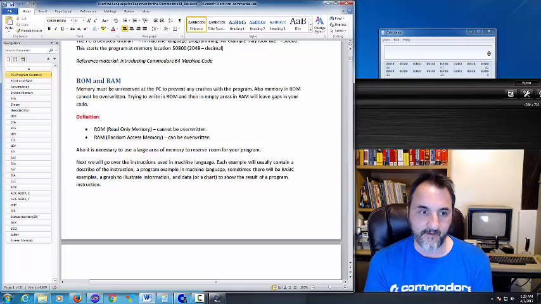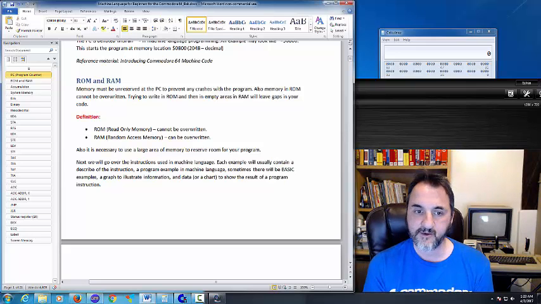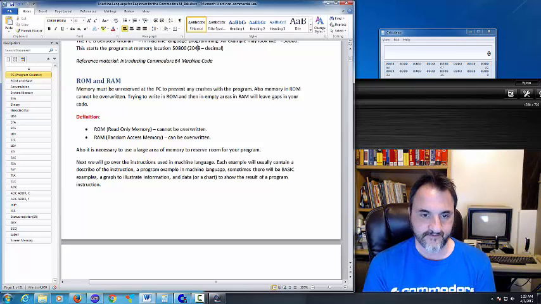It can be overwritten. Also, it is necessary to use a large area of memory to reserve room for your program, and hopefully we'll cover that later. But there are specific areas in your Commodore 64's memory that are dedicated to writing computer programs. So for example, when you're working in CBM PRG Studio, you're not going to be using BASIC, so you can actually use the area of BASIC's memory.